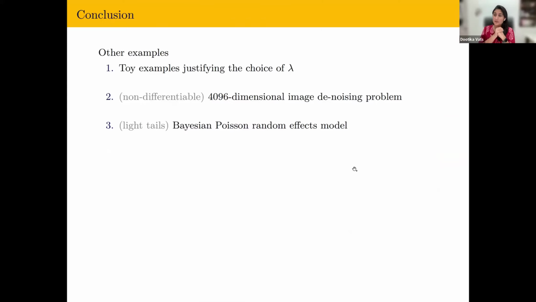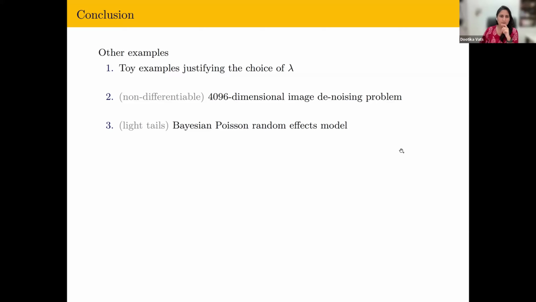Okay, so there are other examples. For example, there are some other toy examples justifying the choice of lambda by changing dimensions as well. We have another non-differentiable example that is a large matrix denoising problem. This is in about 4,000 dimensions. And then we have an example where the tails of the distributions are light. And so this is a differentiable target, but it's not gradient Lipschitz. And this is a Bayesian Poisson random effects model.